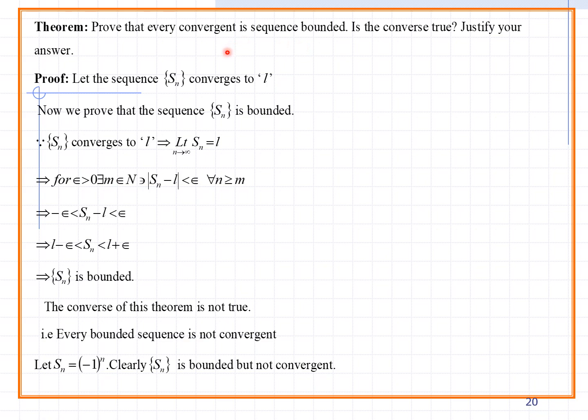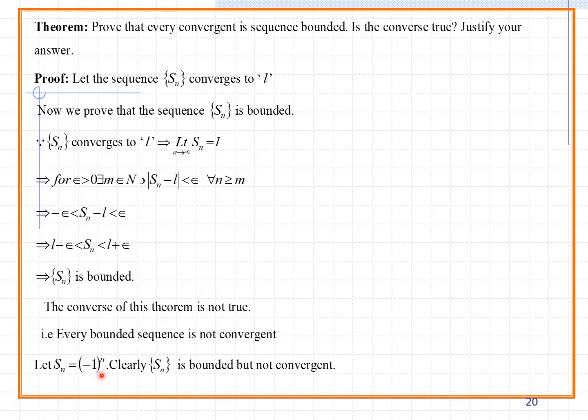In convergence, we get only one value. But bounded means you get a lower value and an upper value. You have two values, and two values means it is not convergent. So that is very important. The convergent sequence is bounded, but a bounded sequence is not convergent. So let us see the justification.